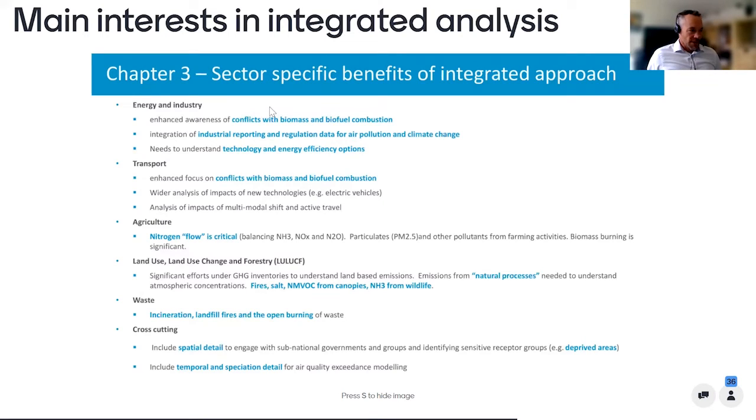And then for transport, again, the conflicts of biomass, wider analysis on the impact of new technologies. So then we start looking at electric vehicles. Are they good or are they not? Potentially even questions about scope 3 emissions, which we won't cover, but we'll highlight that there's an important aspect there. And also the question of multimodal shifts and looking at active travel. How do we give ourselves a base level of data that helps policy analysts work on solving some of these problems? With agriculture, we've got the nitrogen flow, which is critical for a range of air pollutant greenhouse gases.